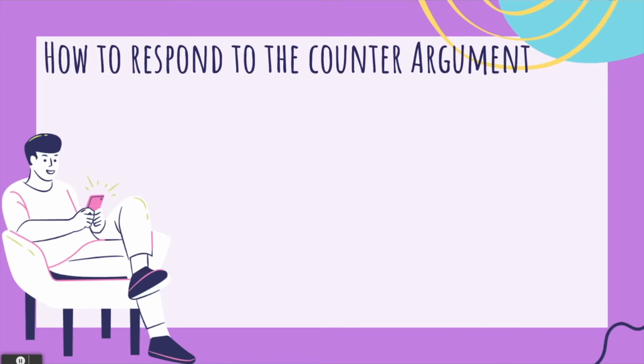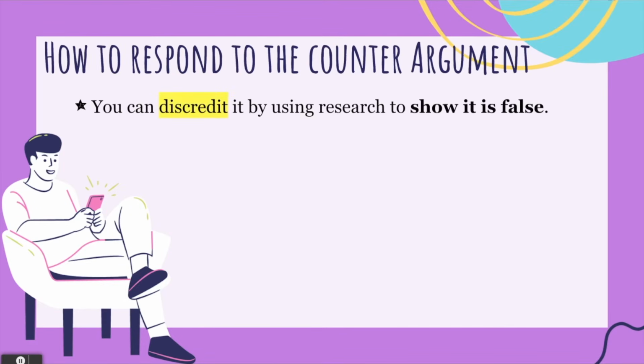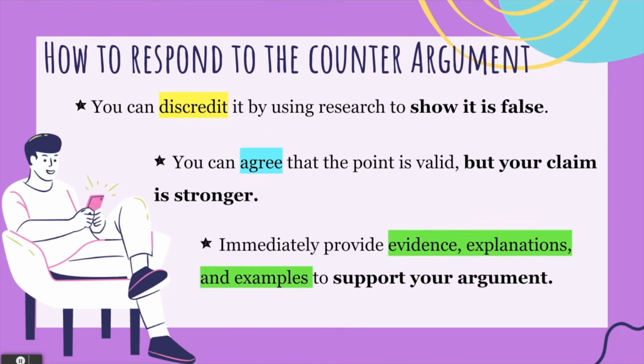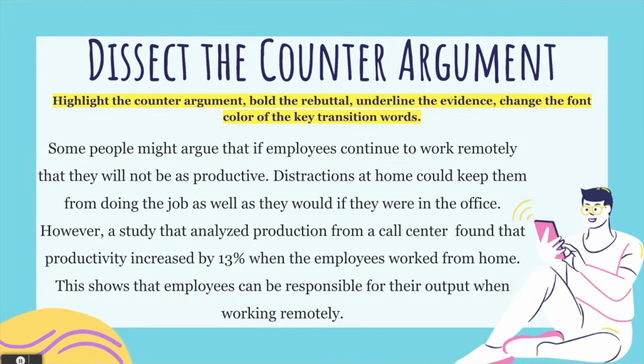So, how do you respond to a counter argument? You can discredit it by using research to show it is false. You can agree the point is valid, but your point is stronger. Or immediately provide evidence, explanations, and examples to support your argument. So let's look at this counter argument. What we're going to do here is we're going to highlight the counter argument, bold the rebuttal, underline the evidence, and change the font color of those key transition words.